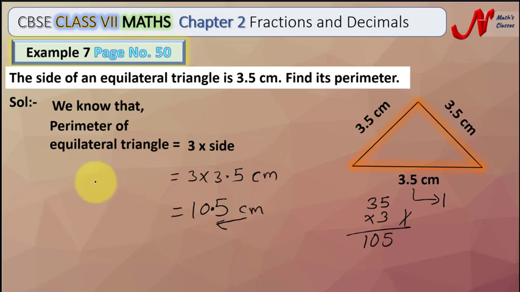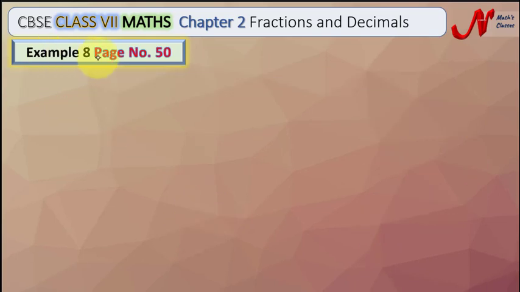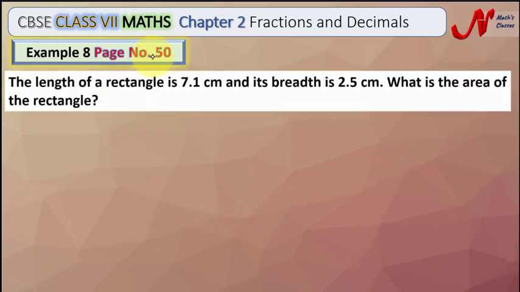Therefore the perimeter of the equilateral triangle is 10.5 centimeters. Now we solve Example 8, page number 50. In this example, it is given that the length of a rectangle is 7.1 centimeters and its breadth is 2.5 centimeters. What is the area of the rectangle? So we have to find the area of the rectangle from the given problem.